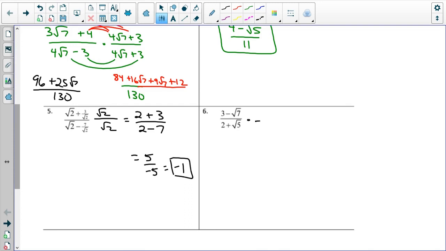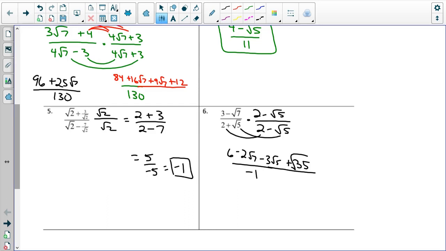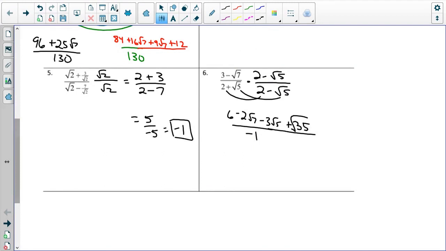Okay, now in number 6, the FFU I'm going to choose is 2 minus root 5 over 2 minus root 5. So the denominator ends up being 4 minus 5, which is negative 1. The numerator ends up being 6 minus 2 root 7 minus 3 root 5 plus root 35. I can't simplify the numerator at all. So since I'm dividing everything by negative 1, it's probably easier to just change the signs of everything. So it's minus 6 plus 2 root 7 plus 3 root 5 minus root 35.